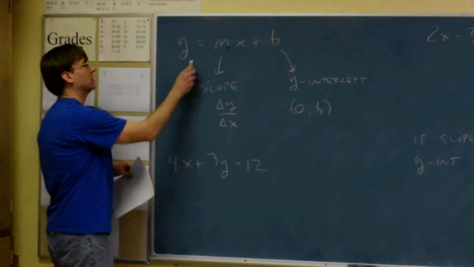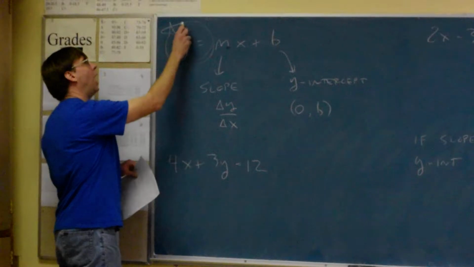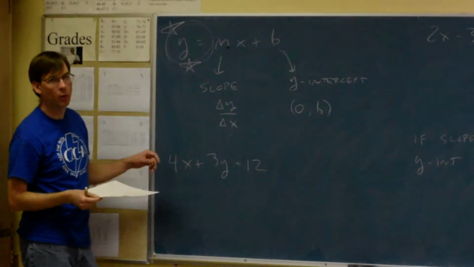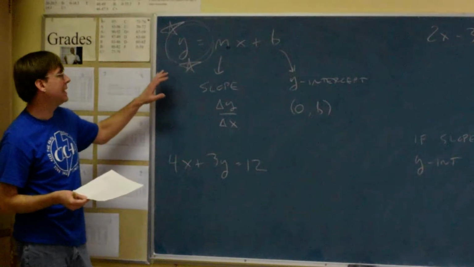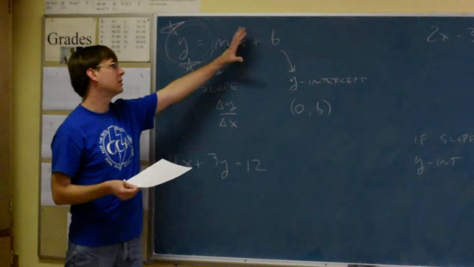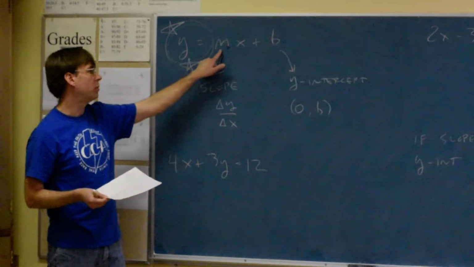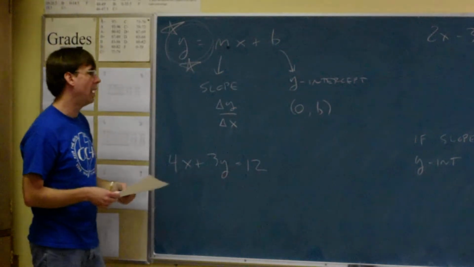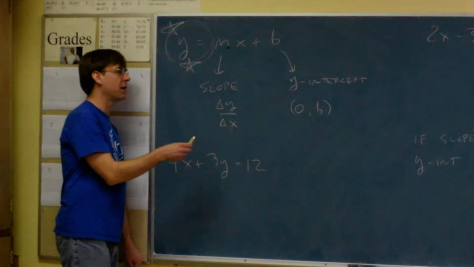All of this, however, is contingent on the y being alone. If the y is not alone, that's not the right thing. To be in slope-intercept form, the y has to be alone, everything else out of there, and then the slope is always going to be the number next to the x. The intercept is just the other number. It'll be worth a reminder in a second.